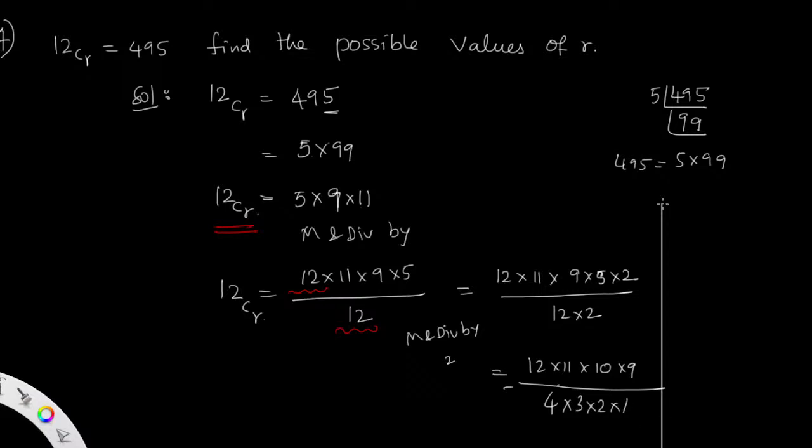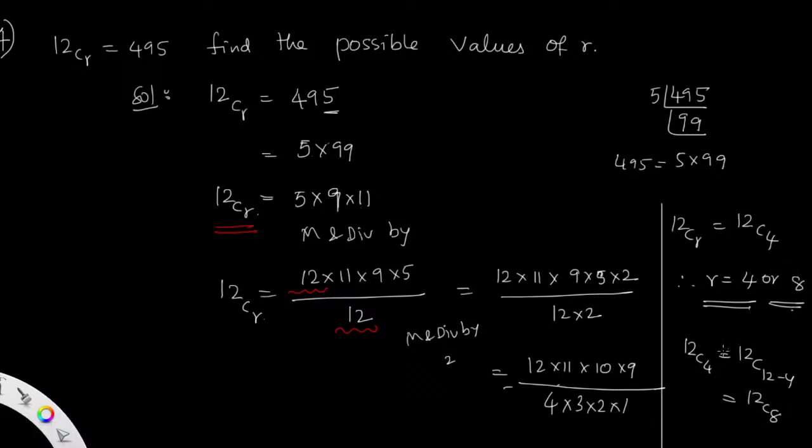So therefore we get 12CR equal to 12C4, then 4 R equal to 4. That is the value for R. 12C4 is nothing but 12C(12 minus 4), that is 12C8. So R is 4 or 8. Observe, the perfect answer is why? Because it is in the form of nCr equal to nC(n minus r). 12C4 is nothing but 12C(12 minus 4), then 12C8. So R equal to 4 or 8 is the value for this.